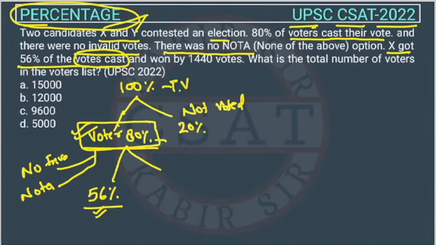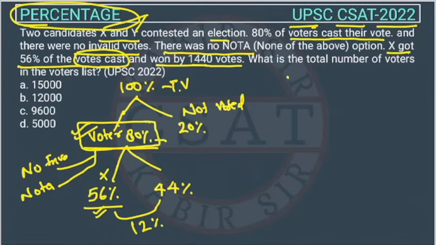So the other person will get how many? It will get 44%. 100 minus 56%, right? Now what is given? X is getting 56% of the votes cast and won by 1440 votes, right? So he is winning by 1440 votes, right? So what is the difference here? The difference here is we will minus it, 56 minus 44, so this will be 12, right?